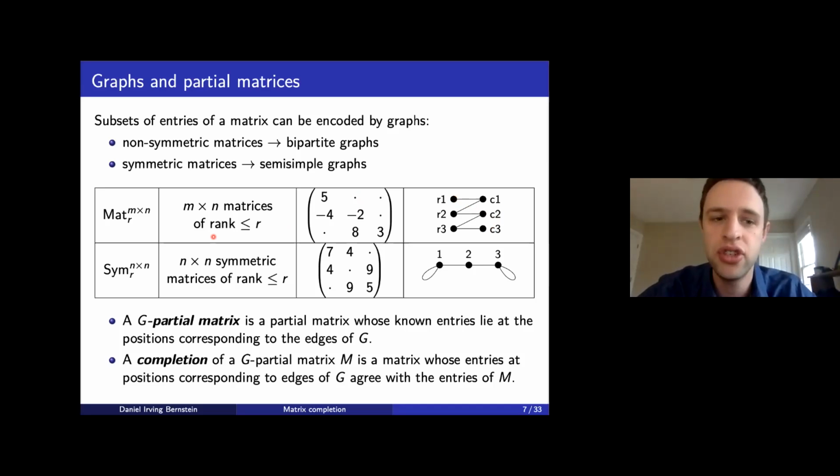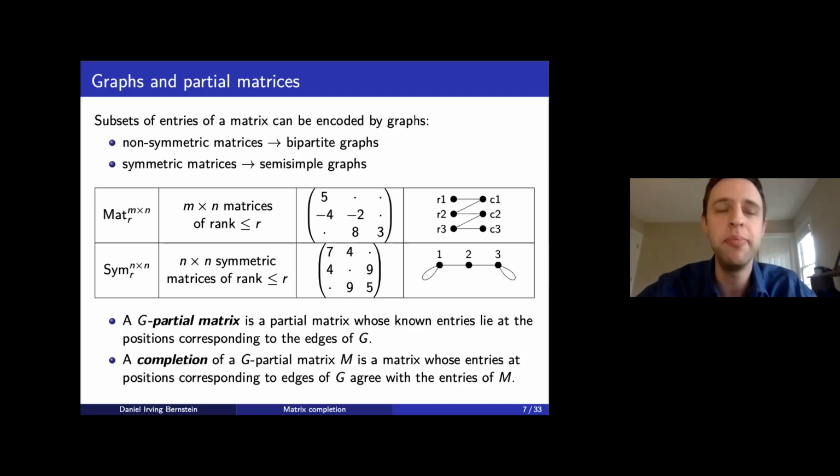You can do a similar thing to encode the subsets of entries of a symmetric matrix. The matrix is symmetric, so you can forget about the lower triangle. A subset of entries is just a list of pairs of integers, potentially repeated. Those are just edges of a graph, but you can have loops at vertices. In this example, I observe the 1,1 entry, so I have the 1,1 edge. I observe the 1,2 entry, so I have the 1,2 edge, but I don't observe the 1,3 entry, so I don't have the 1,3 edge.